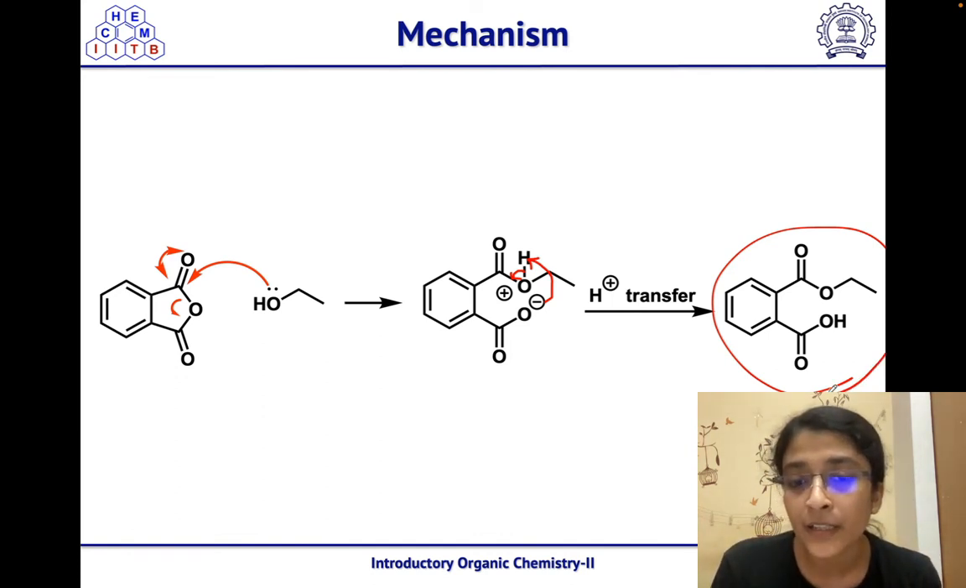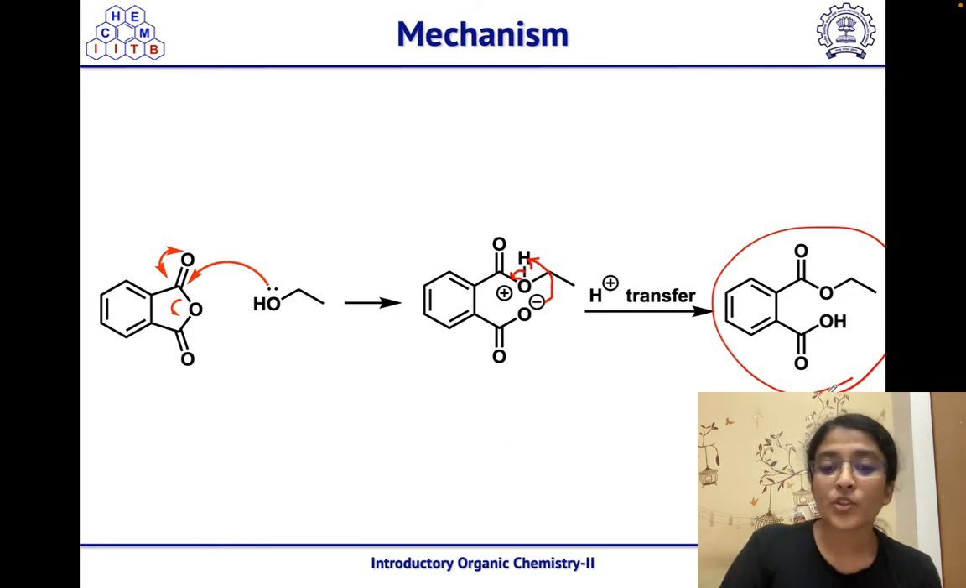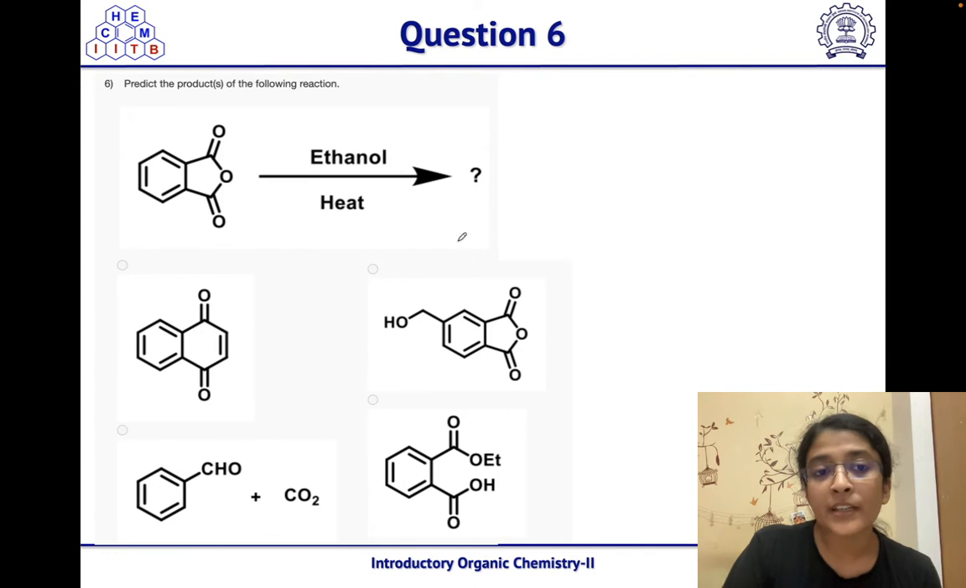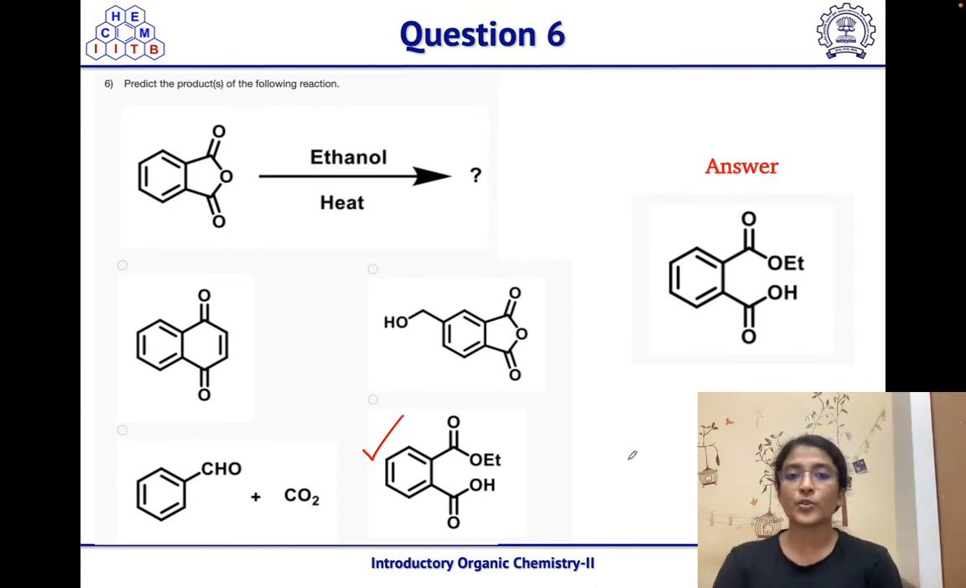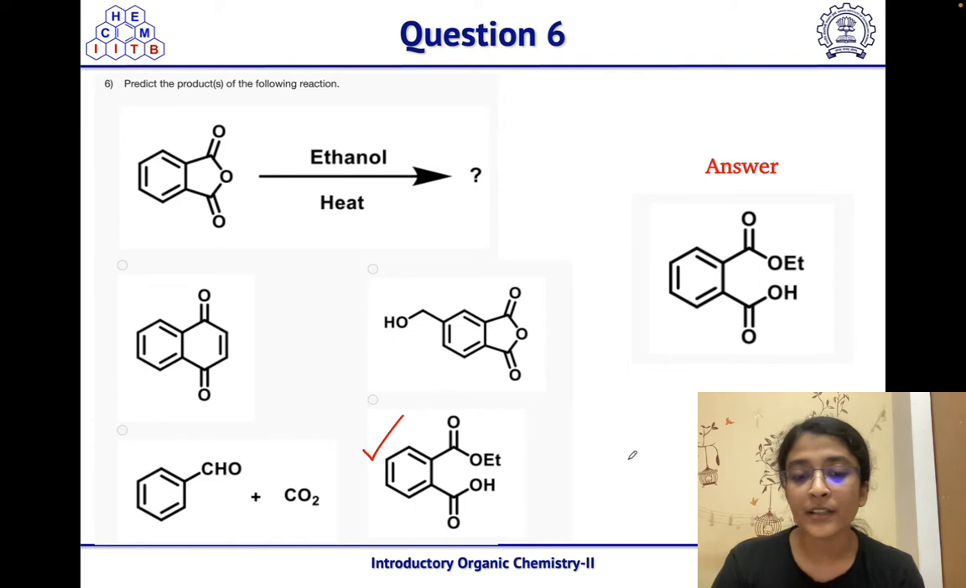Mechanism is clear? Clear, ma'am. Okay. So coming back to our question, out of these four, what is the right answer? We have seen the mechanism, and from that it is clear the correct option is option 4. This is the right option. Clear, right? Yes, ma'am. Okay. Now we will move to question number 7.